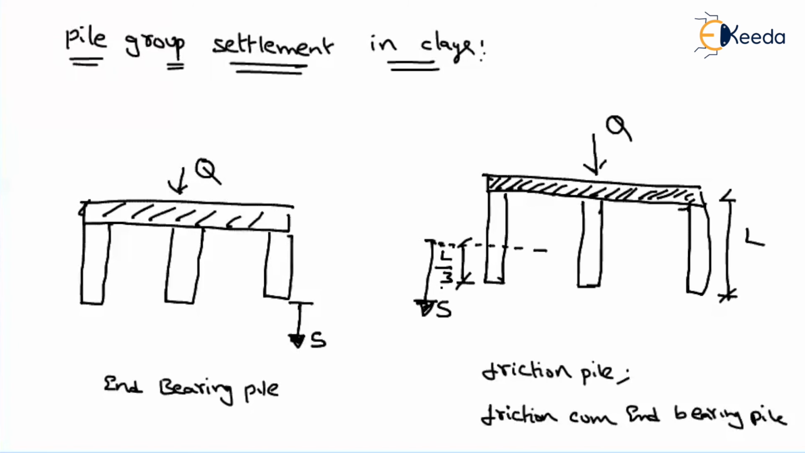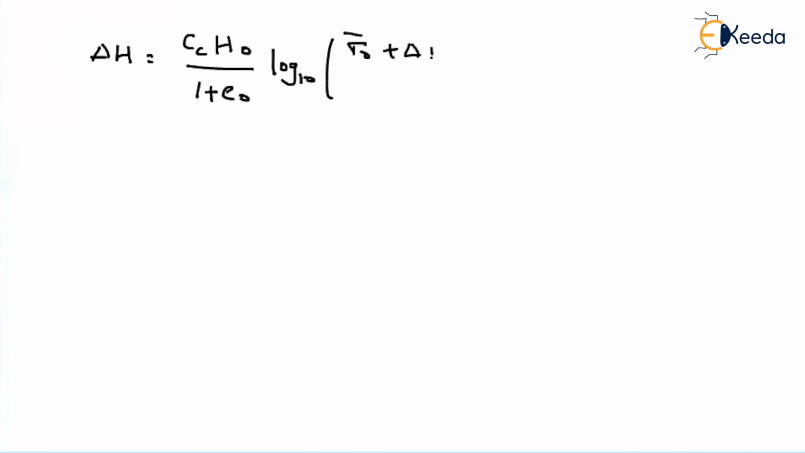So if it is an end bearing pile, you will measure it at the tip of the pile, and if it is a friction cum end bearing pile or friction pile, we will measure the settlement from the lower 1/3 value. The settlement can be found by using the consolidation relationship. If you remember, the change in thickness in consolidation will be equal to Cc into H0 divided by 1 plus e0, into log10 of (sigma0 bar plus change in effective stress) divided by sigma0 bar.